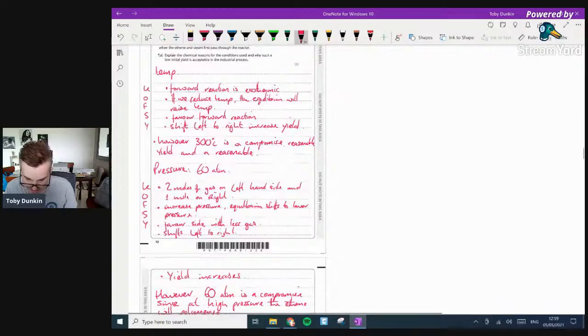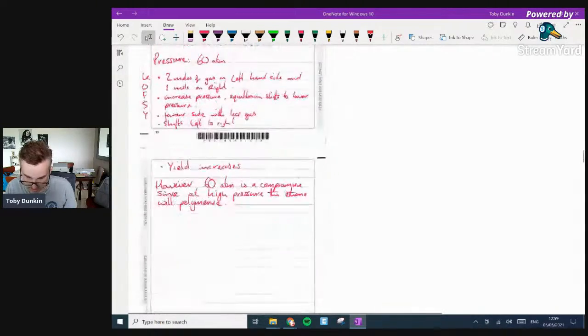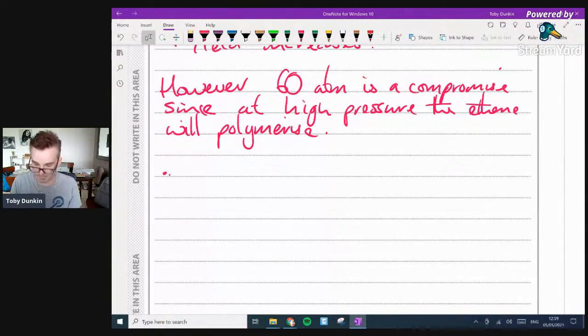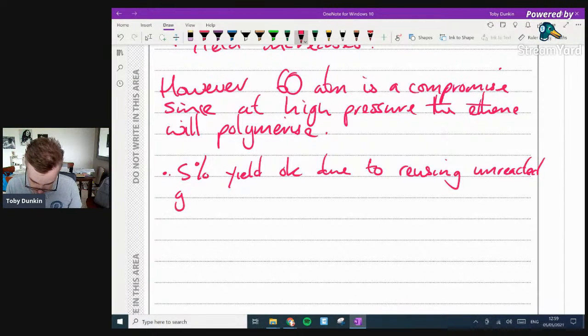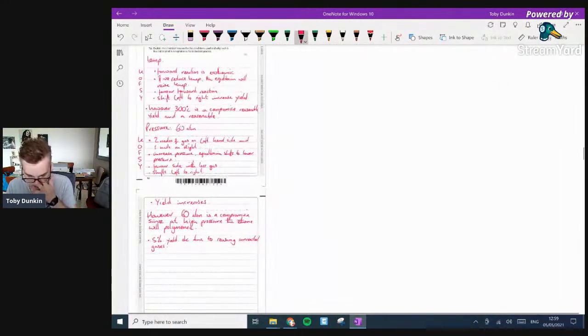Next, now I need to say why it's accepted to get a 5% yield. Due to reusing unreacted gases. They recycle them. You're done. 6 marks will be there.